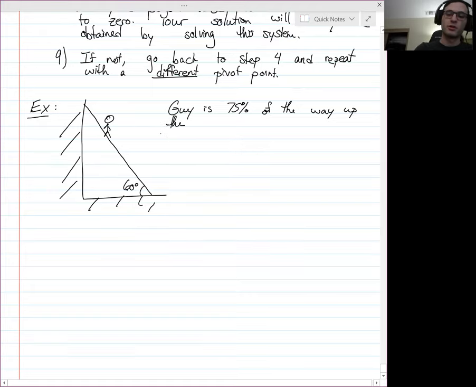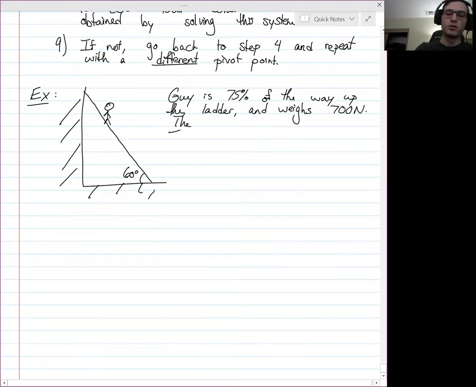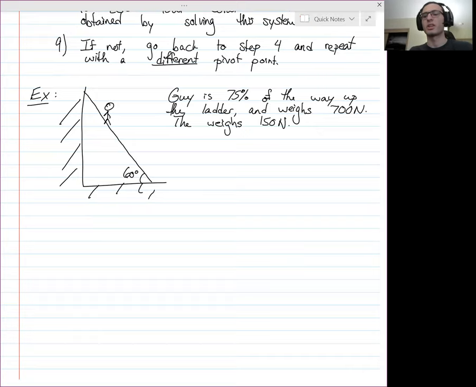The person weighs 700 newtons. The ladder weighs, because the ladder has a mass too, 150 newtons. And by the way, remember that the weight of a thing is a force, not a mass. When I say it weighs 700 newtons, 700 newtons is like 160 pounds. That's not a whole lot. It's 70 kilograms on Earth anyway.